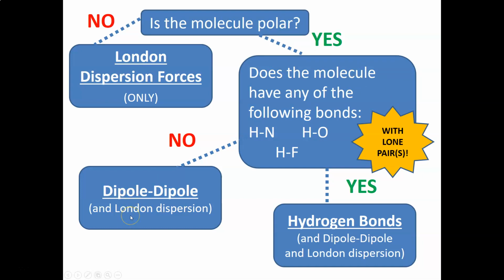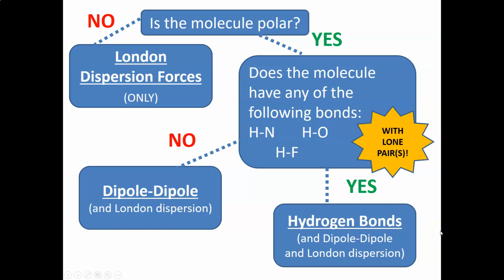You also have London forces, okay? Because remember, anything with electrons has London forces. The dominant force is the dipole-dipole. We don't often ask you to list all of the forces present. We usually are just asking you to list the dominant force. If you did meet the criteria over here, that means you have a really strong dipole, specifically called a hydrogen bond. Remember, it's a type of dipole, it's just extra strong. You also have those London forces, right?